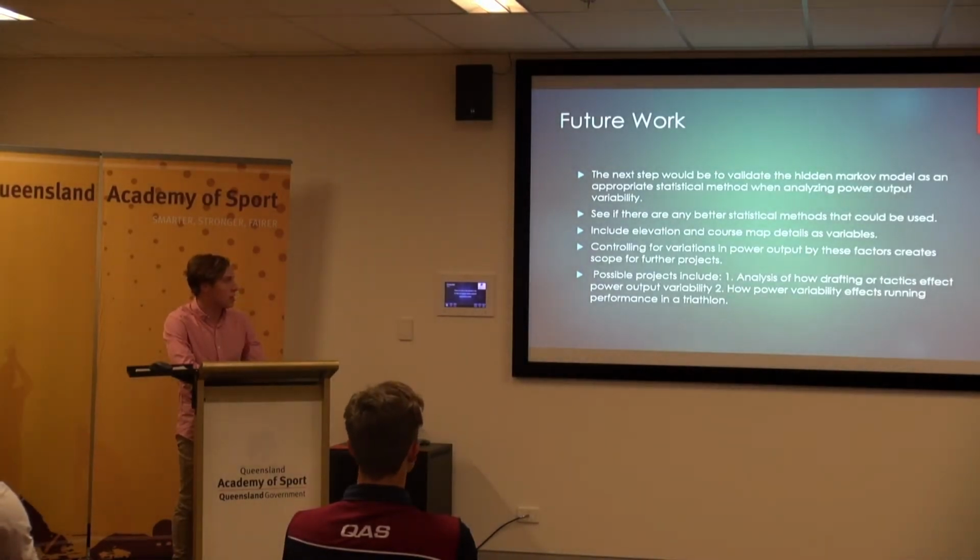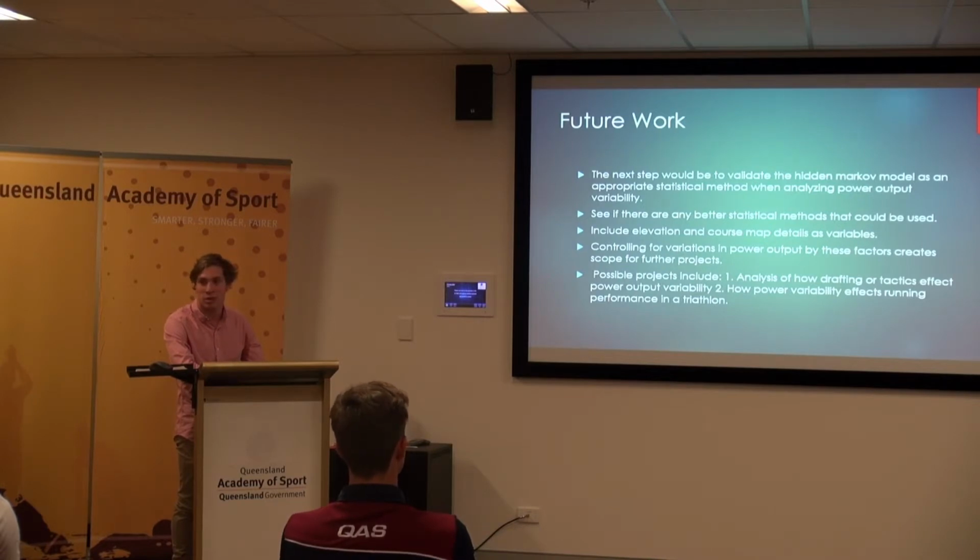For future work, the next step would be to validate this hidden Markov model as an appropriate statistical method. We would also have a further look to see if there are other statistical methods that could do a better job. It would also be helpful to include elevation and course map details, and controlling for these variations in power output creates scope for future projects, including the analysis of how drafting or tactics affects power output variability and how power variability affects running performance in a triathlon.